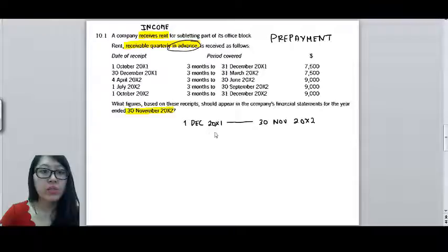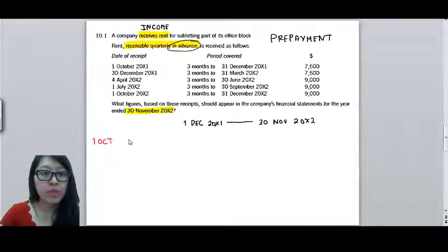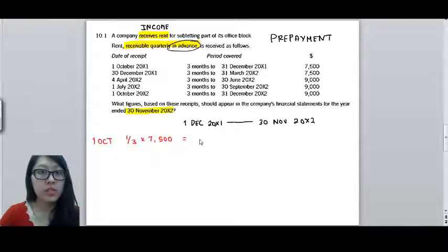Okay? Simply because on 1st October we received 7,500, but this is for October, November, and December. So the October and November we have already recognized as earned in the previous financial year because our financial year ends on 30 November. So when we begin on 1st December, we should recognize that as earned in this new financial year. So for the 1st October payment, we should only recognize a third of that as earned in this year's financial year. And that amount will be 2,500.